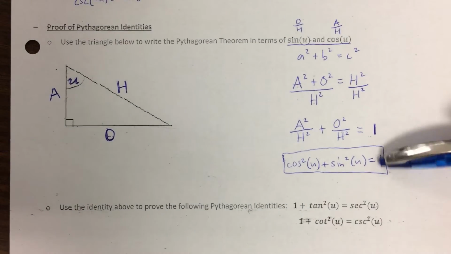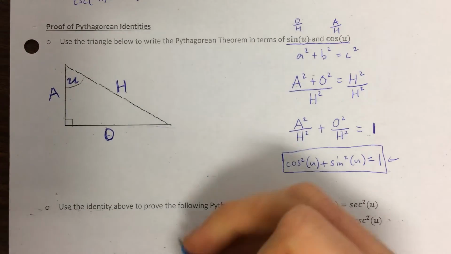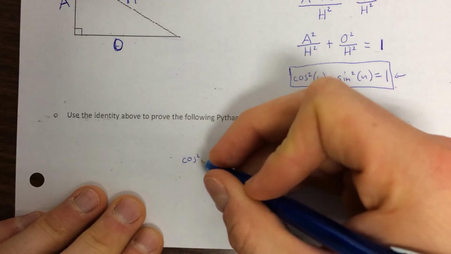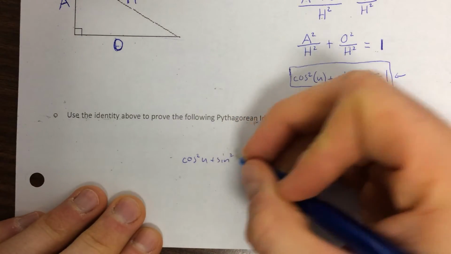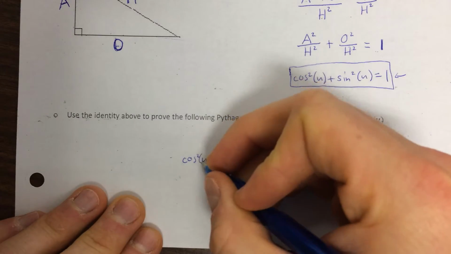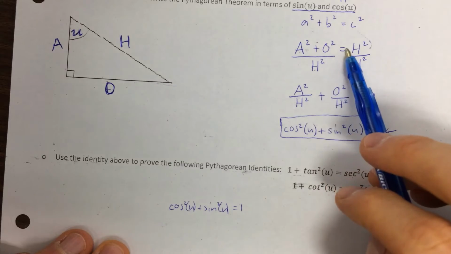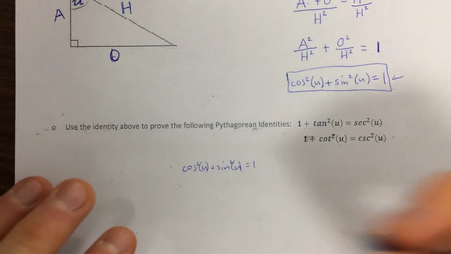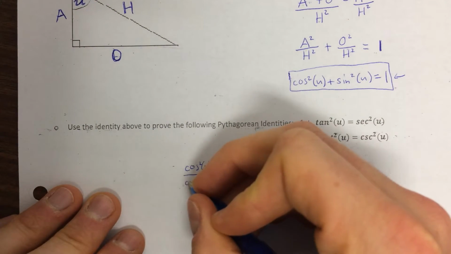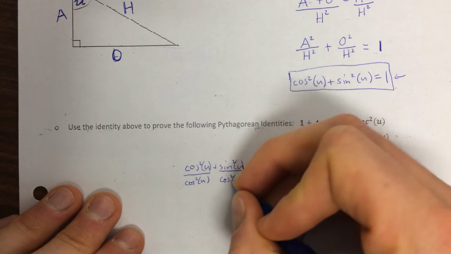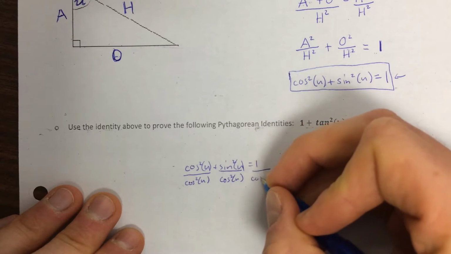I'm going to use this form to show these two. I'm going to do that relatively quickly. So we could have used this, the a squared plus o squared equals h squared, but if we have this, suppose we divide everything by cosine squared. Let's see what happens. We can do this as long as we do it to everything. We can divide everything by cosine squared.